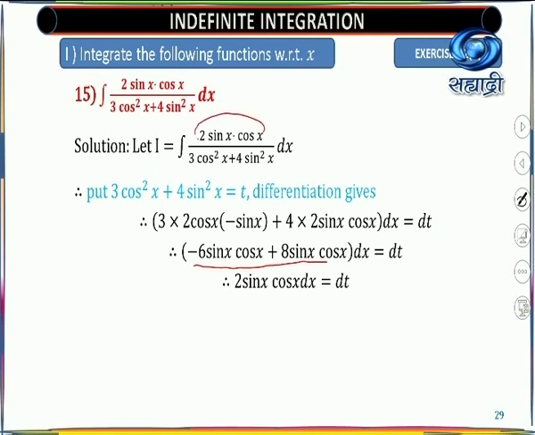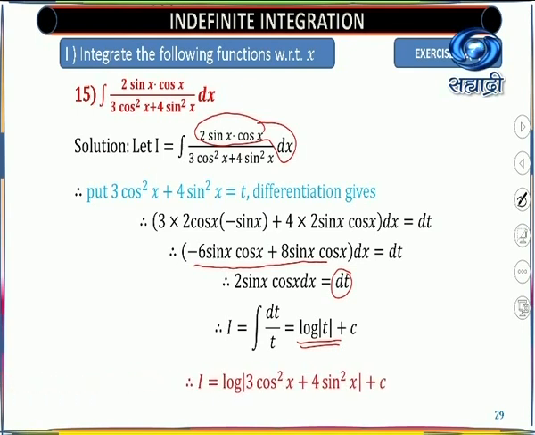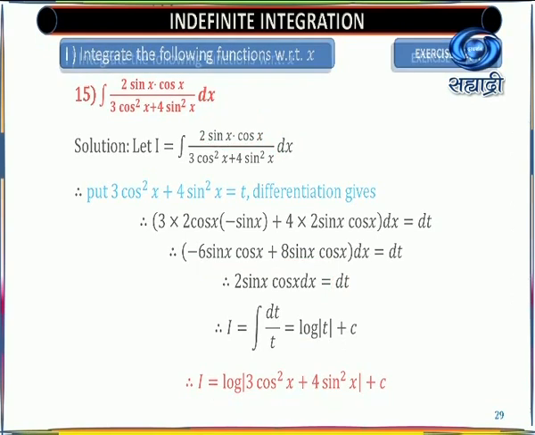And we have 2 sin x cos x dx in the numerator, so you are able to replace that by dt. Once you replace that by dt, the function is simplified. Integral dt upon t, as usual, gives log of mod t plus constant of integration. Now we need to resubstitute the value: t is 3 cos square x plus 4 sin square x, plus constant of integration. So this way we have solved our 15th example.